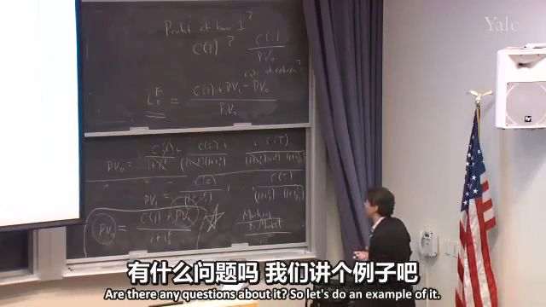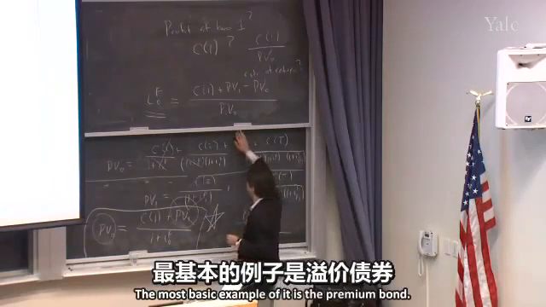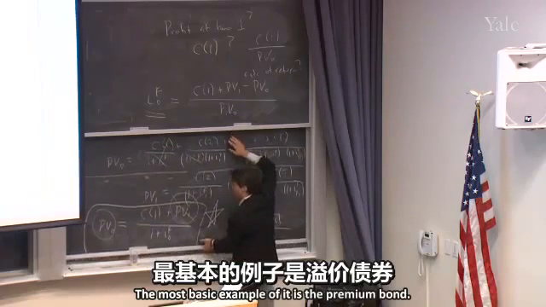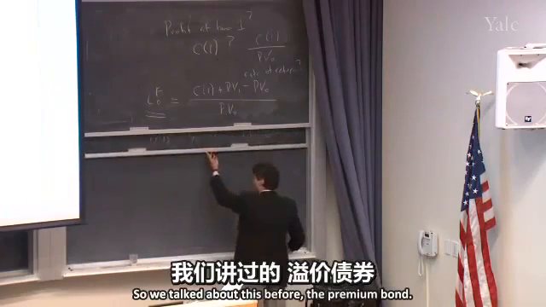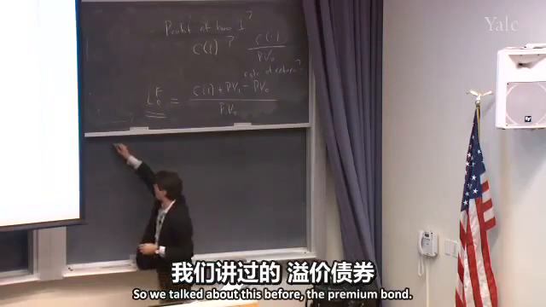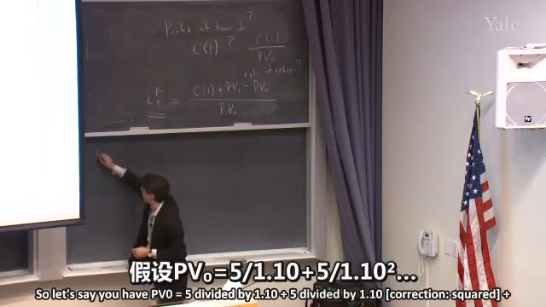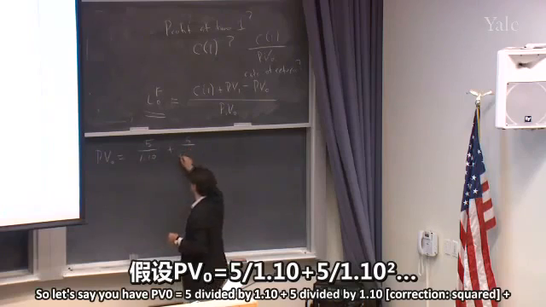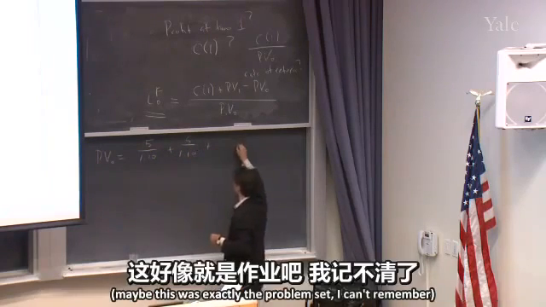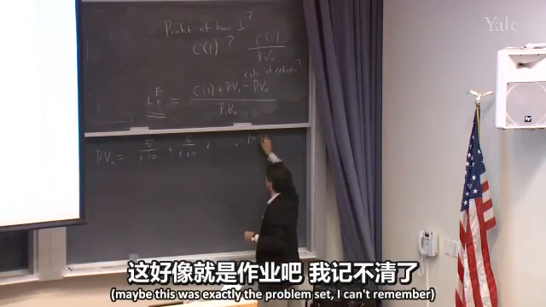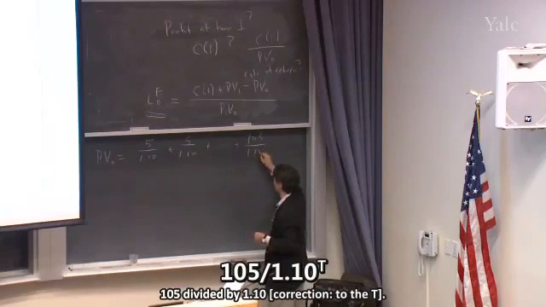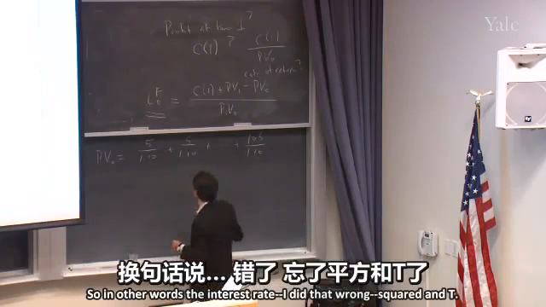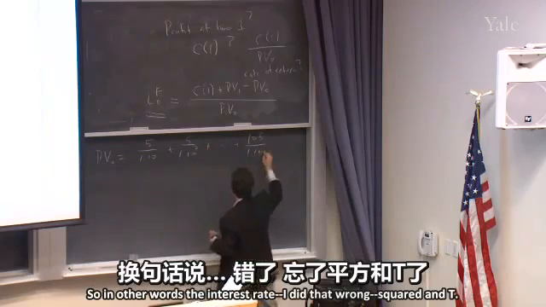Okay, so let's do an example of it. The most basic example is the premium bond. We talked about this before. Let's say you have PV0 equals 5 divided by 1 plus 10, plus 5 divided by 1 plus 10 squared, and so on. I can't remember exactly what the problem set was.